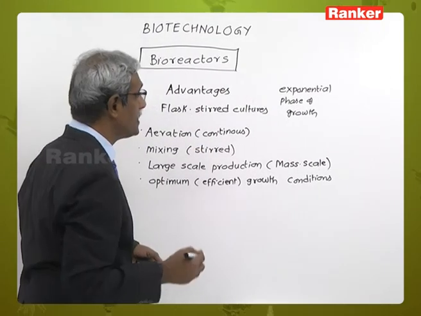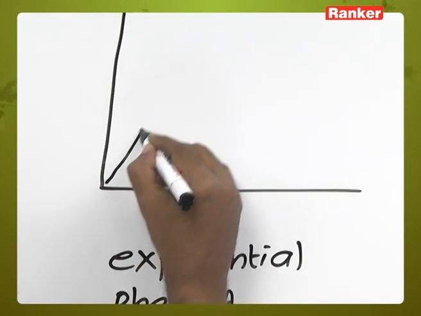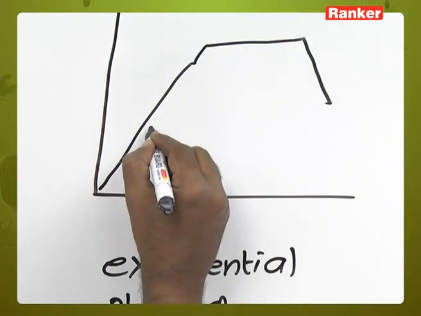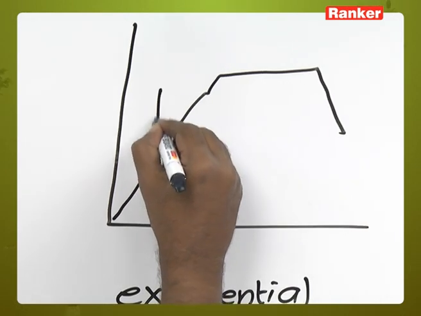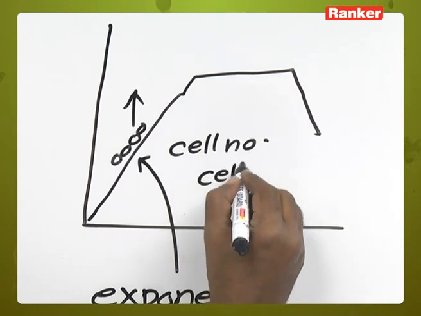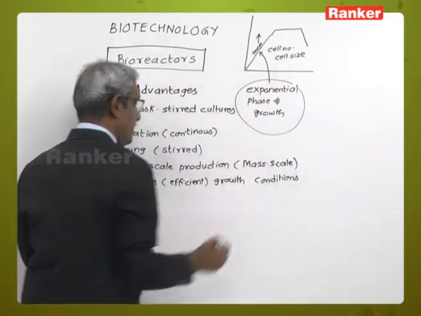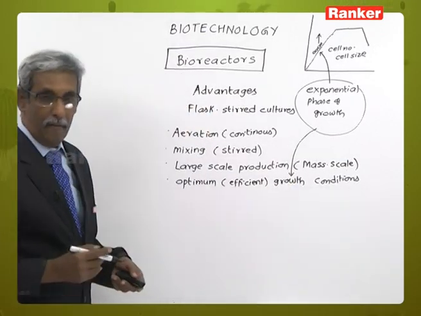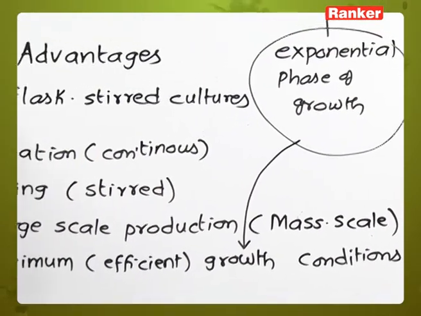If you recollect microbes, primarily when you take microbes, they go through a log phase, then they go through a plateau, and then they fall down. So, this is termed as a sort of an exponential phase when the microbial cells increase in cell number and also in cell size. So, the exponential phase of the growth is primarily maintained by efficient growth conditions. By efficient growth conditions, that is, the growth conditions in a bioreactor are regulated.